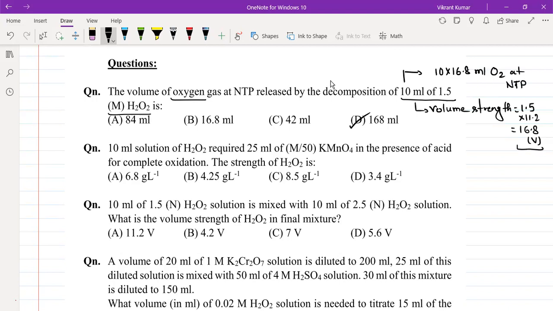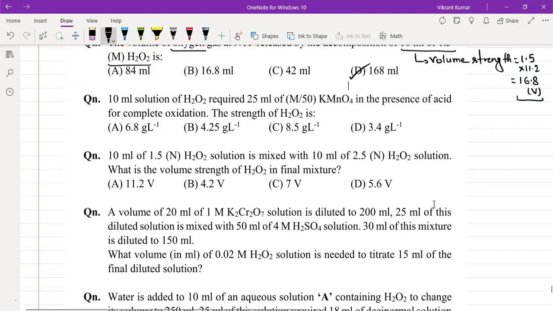So 16.8 liters of O2 gas measured at NTP per liter of given solution. That is the meaning of volume strength. Whatever volume of solution you have taken, 16.8 times that will be the O2 gas released at NTP on complete decomposition. That's why for 10 ml it is 10 into 16.8 times, that is 10 by 1000. Now, that was the first question.